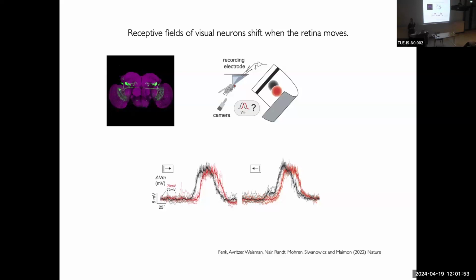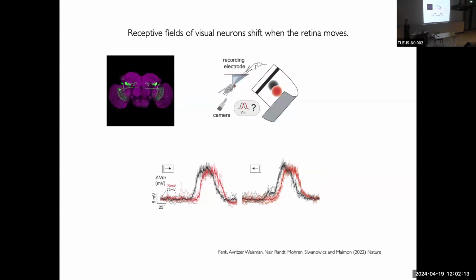So to summarize that, we found spontaneous and stimulus-triggered retinal movements. Some of the movements are tiny, but still impact the visual system, and others are relatively large. So 10 degrees is something that flies do in actual natural behavior.